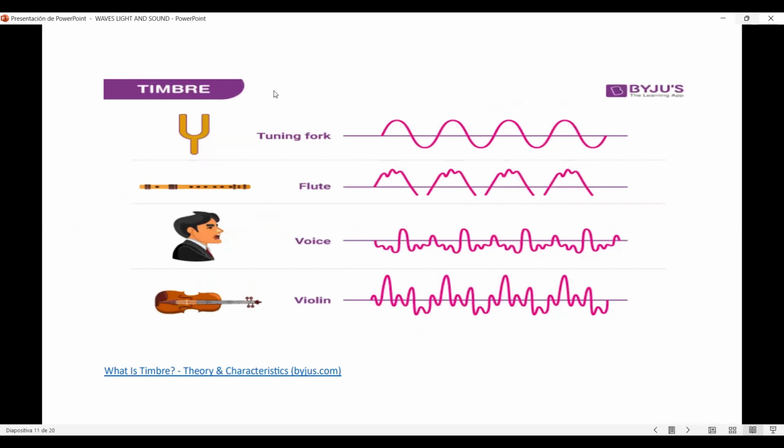And finally, we have timbre. So timbre will allow us to differentiate the body that is emitting sound. So it's not the same, the timbre that is produced by a violin than that one that is produced by your vocal cords.